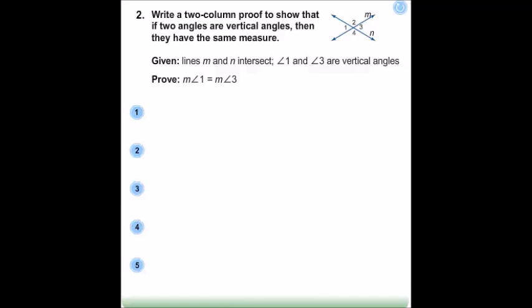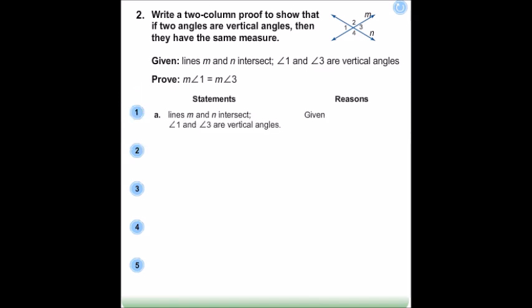Next, for example 2, we're going to write a two-column proof or a formal proof to show that if two angles are vertical angles, then they have the same measure. We already know that vertical angles are congruent, but we're going to prove why they have the same measure. We are given that lines M and N intersect, and that angles 1 and 3 are vertical angles. We are going to prove that the measure of angle 1 equals the measure of angle 3.